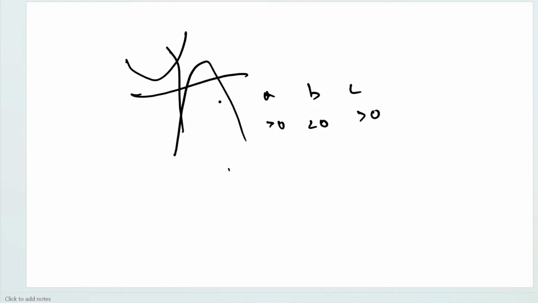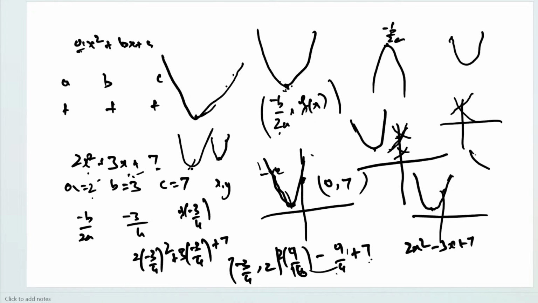Sir, how is it minus 3 by 2 comma 2? No, it is not 2. If you have to calculate this one, it is f of minus 3 by 4. I said if it is coming out to be 2, then you can say 2. This is minus 3 by 4, and you substitute minus 3 by 4 in this and you will get some value. That is that value.